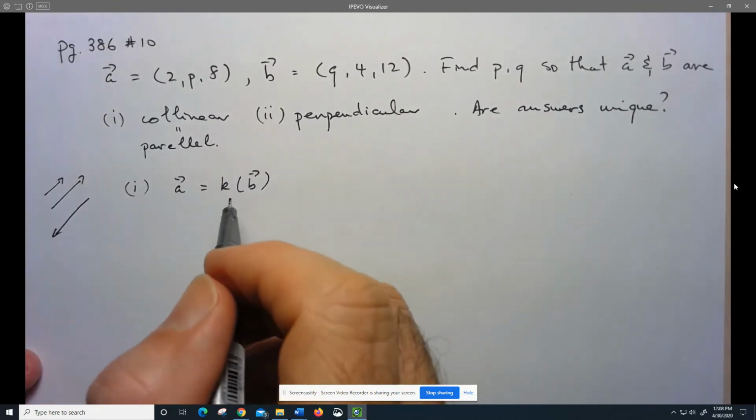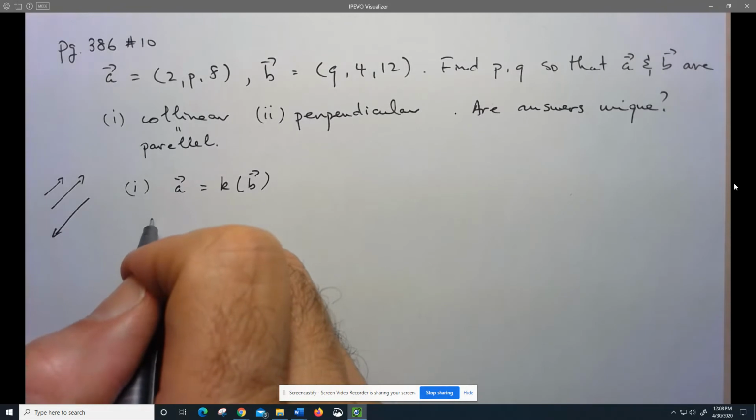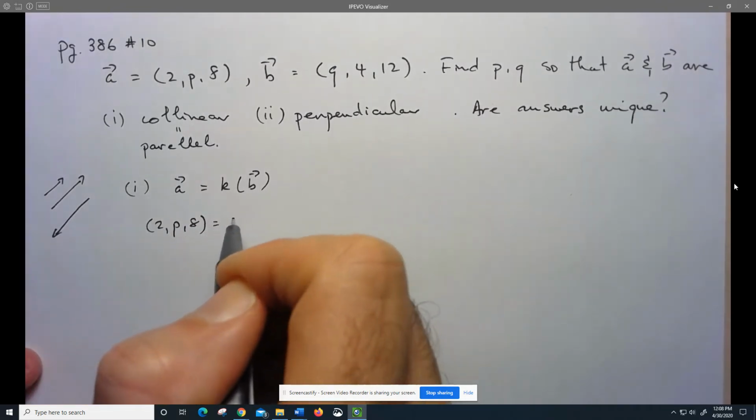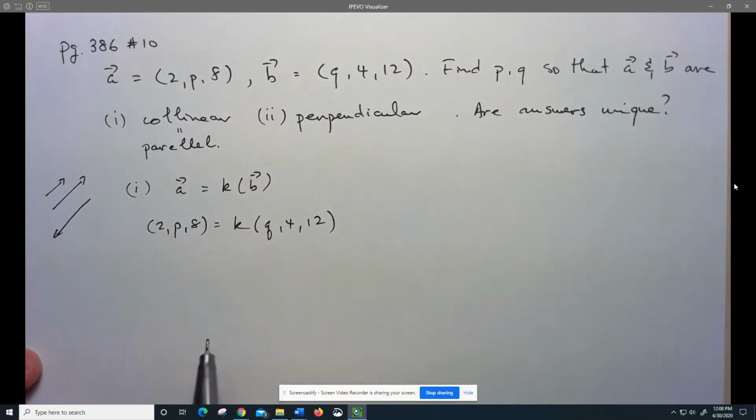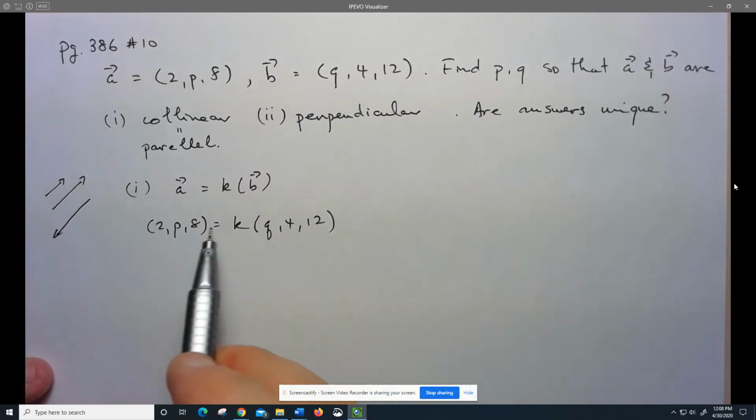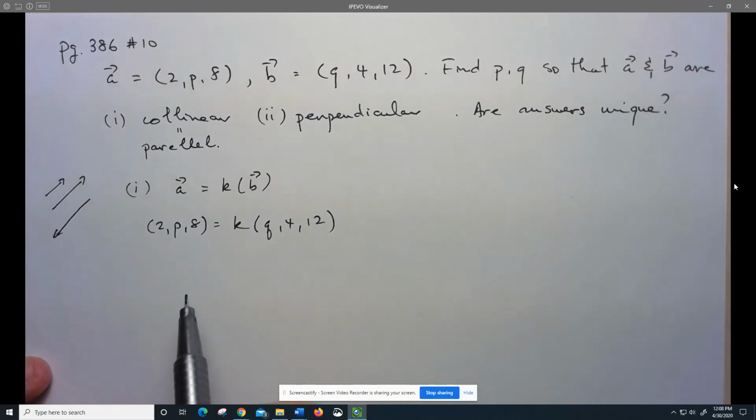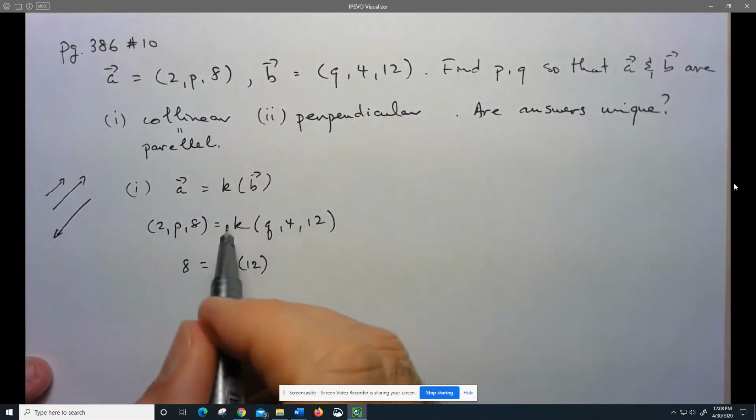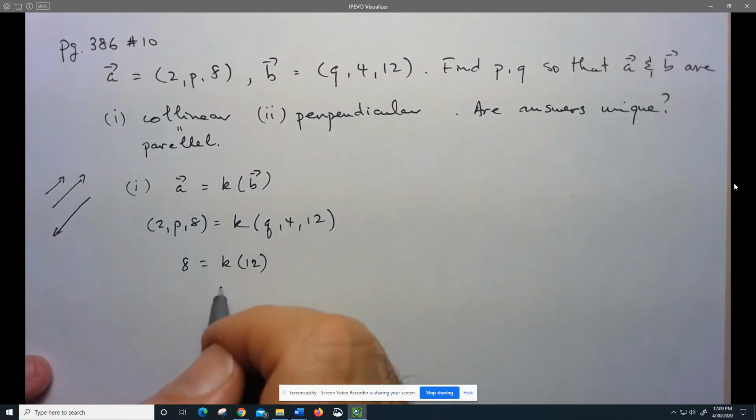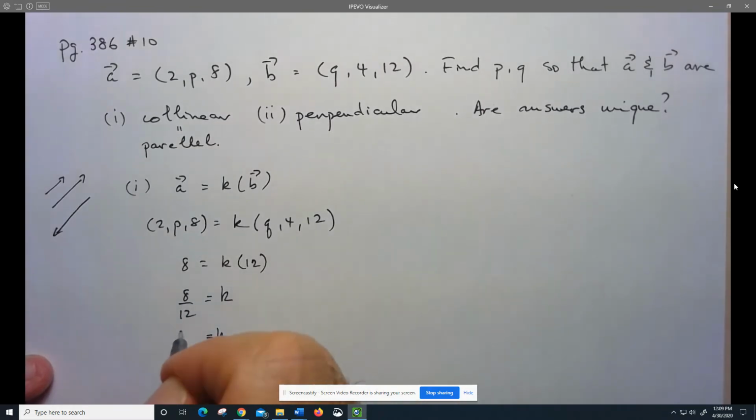Of course, I could have done it the other way around, B equal K times A. So in other words, A, which is 2, P, 8, has to be able to be written as K times Q, 4, 12. But what I want to do is focus on the Z components, because there's no variables in either of the Z components in these two vectors. So in order for these to be scalar multiples of each other, 8 has to be equal to K times 12 if I focus on just the Z components. So here, K must be equal to 8 over 12, or in other words, 2/3.